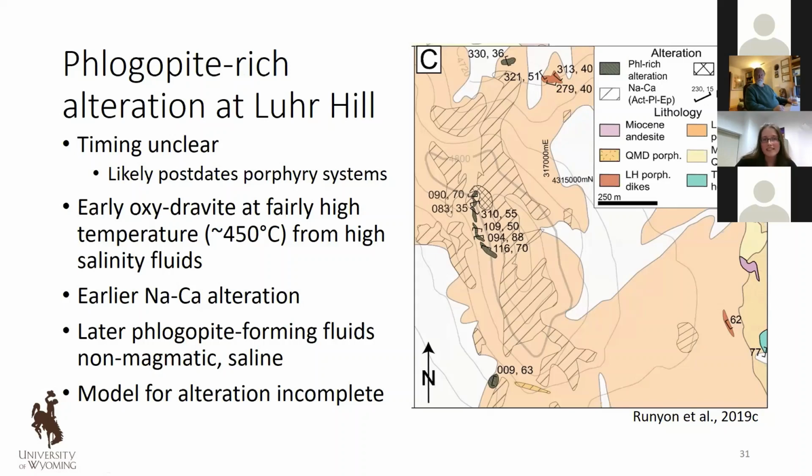And so all we can say at this point is we think this was sodic calcic. We think it was overprinted by a potassium and magnesium-rich fluid. We think it has nothing to do with the porphyry system. But overall, the model is incomplete. And looking at this map and pointing out the scale bar of 250 meters, in this little postage stamp, even in the Yarrington district, there's coarse muscovite alteration, sodic calcic alteration, and this bizarre phlogopite-rich alteration.